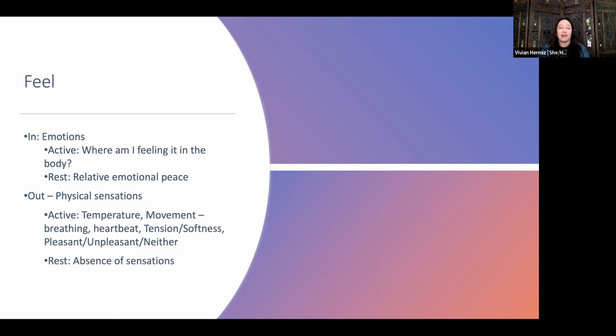Feel out is all our tactile senses, our physical sensations. So when it's active, you're feeling temperature, movement, your breathing, your heartbeat, areas of tension and softness in the body. You're noting if things are pleasant, unpleasant, or kind of blank. In the blank space, when you experience blank, and that was why when we were doing the 3 centers check-in, it actually falls into the restful state. So there's an absence of sensation, and you can just rest into that. Notice it and see how long it lasts.